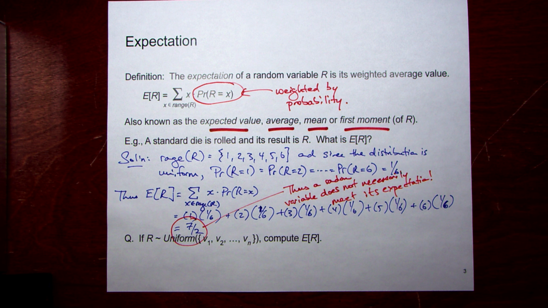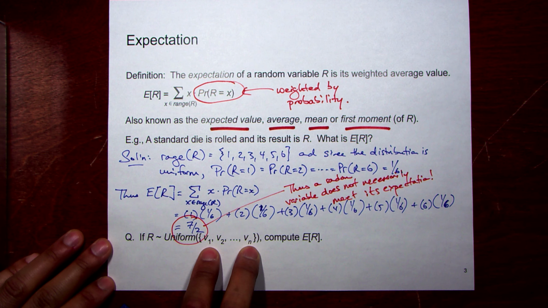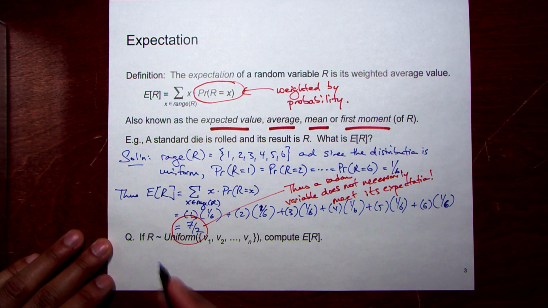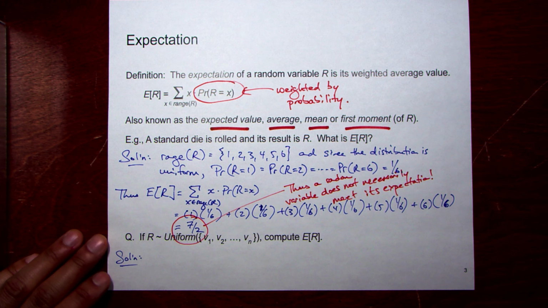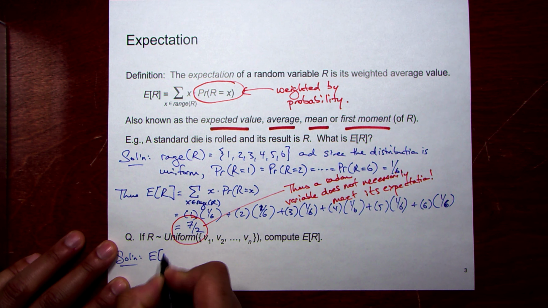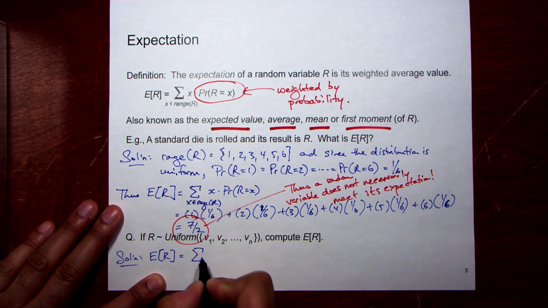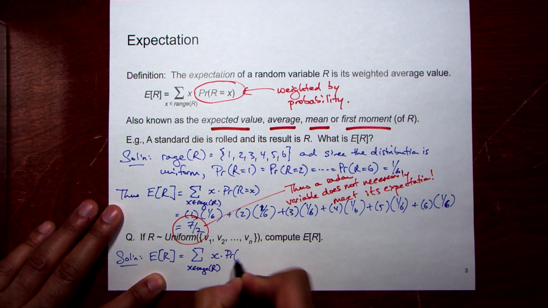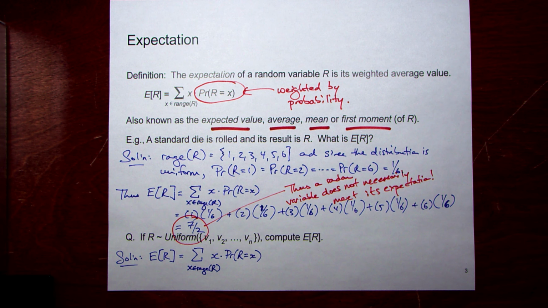In general, for a uniform distribution, where you're not necessarily rolling a die between 1 and n, you can have any collection of numbers that you wish, you have to compute the expected value. It's essentially going to add everything up, so it's just going to be a straight average. But just follow the formula: x in the range of R, x times the probability that R is equal to x.